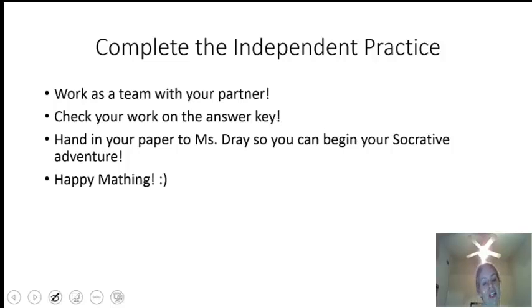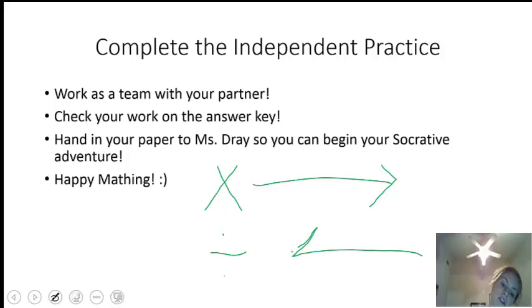Happy mathing, Kipsters. And remember, with the metric system, when we multiply, we move to the right, to the right. When we divide, we move our decimal to the left, to the left.